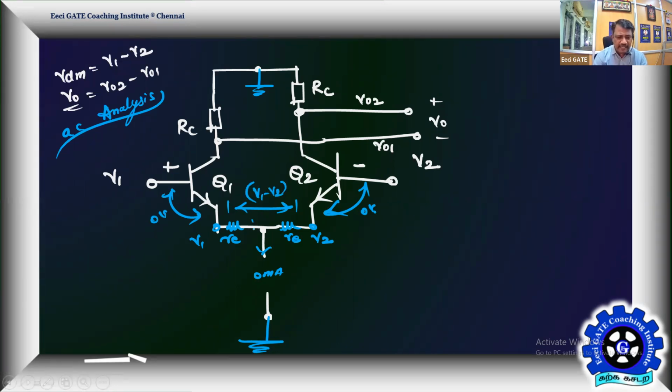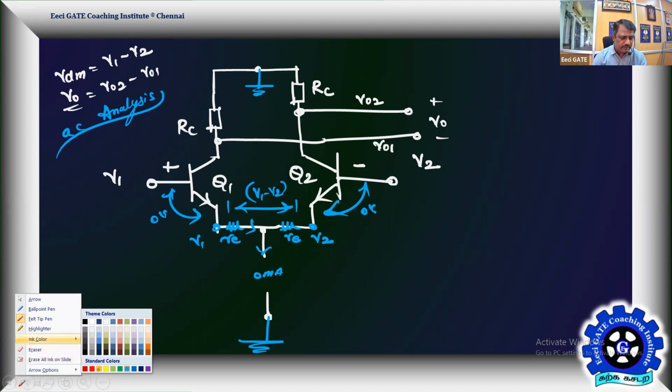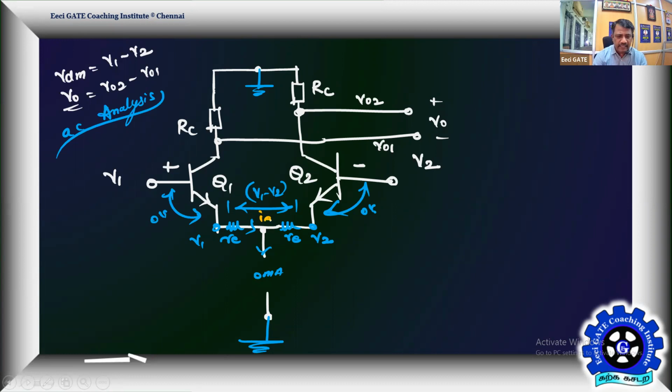Then what is the current? It's the voltage across 2 times RE. So the emitter current IE will be equal to that, the emitter current of both Q1 and Q2, remember. This Q1 emitter delivers it and Q2 emitter takes it, because there is no other current path.